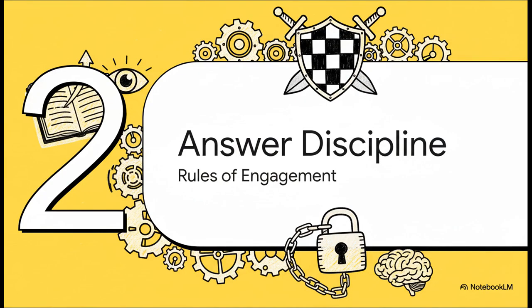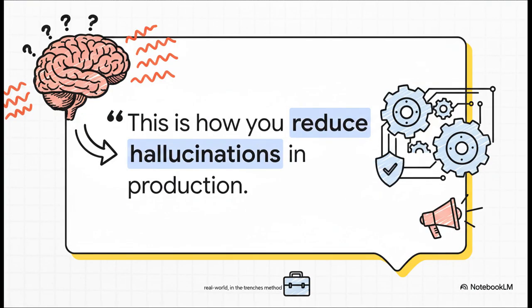Okay, so we have our tools, and we have our two paths to get there. But here's the thing. The tools alone will not stop hallucinations. You also have to enforce some rules. Think of this next part as setting the rules of engagement for your AI. This is the discipline it has to follow to give you clean, trustworthy answers. This quote really gets to the point. This isn't just some academic thought experiment. This is how you actually do it. This is how you make these systems reliable enough to use in a real live product.